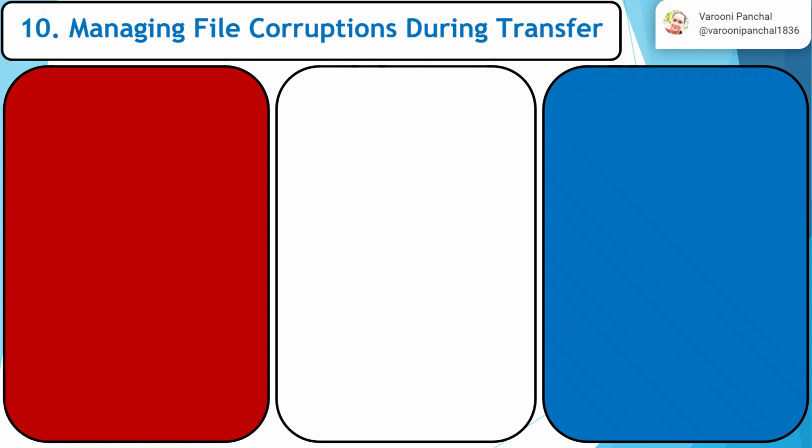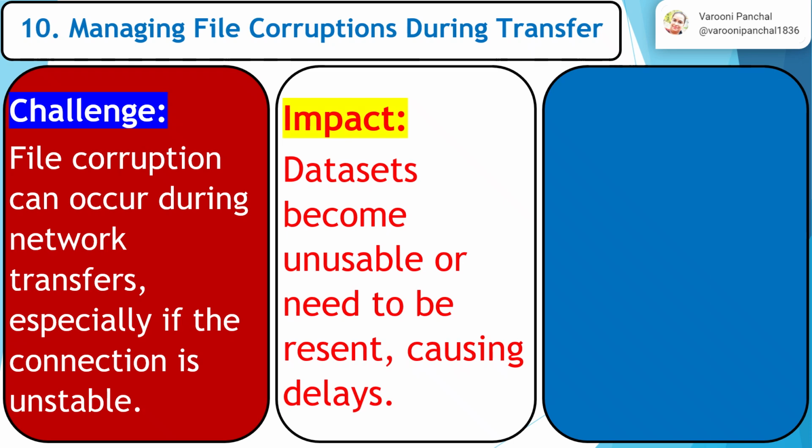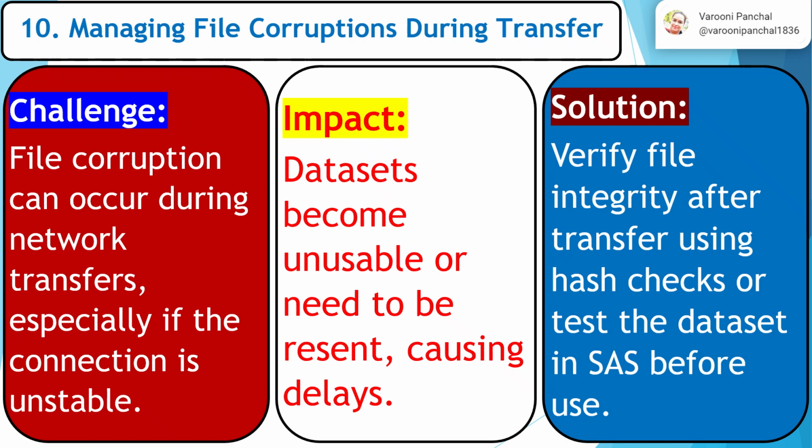Number 10. Managing file corruptions during transfer. Challenge: file corruption can occur during network transfers, especially if the connection is unstable. Impact: datasets become unusable or need to be resent, causing delays. Solution: verify file integrity after transfer using hash checks or test the dataset in SAS before use.